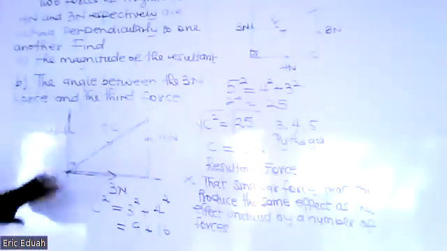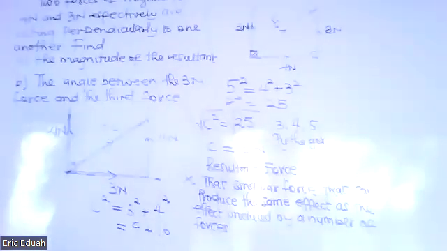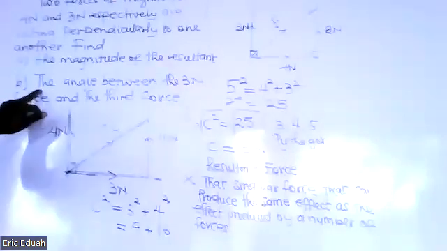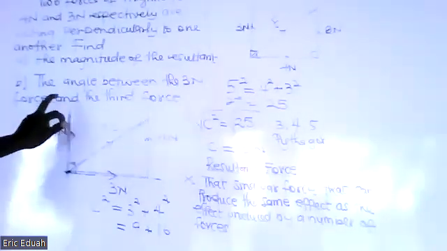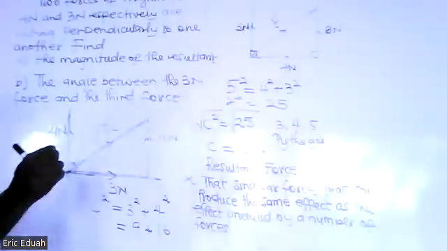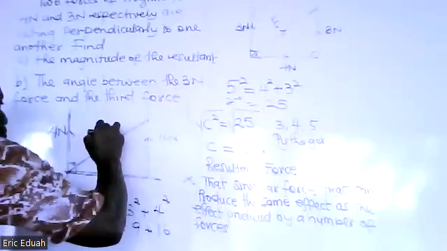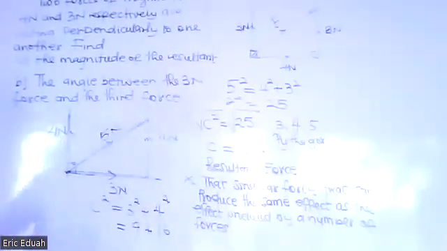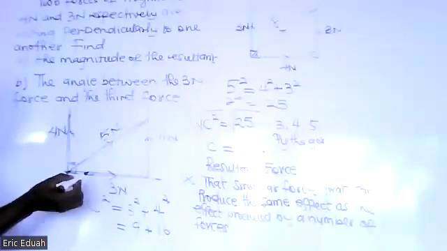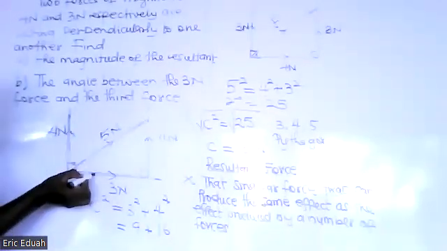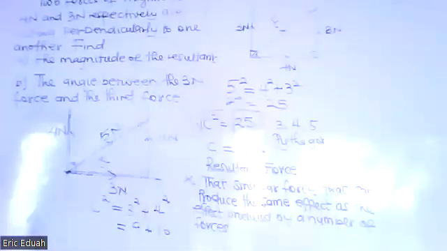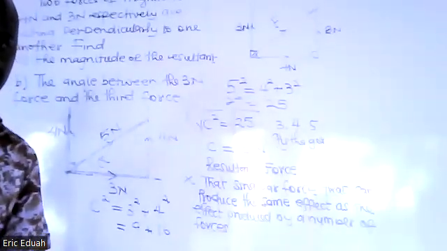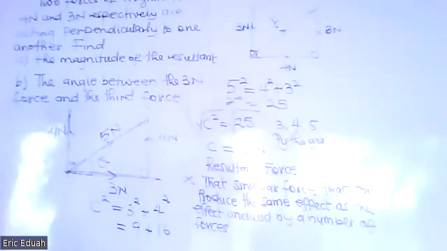All right, let's look at the B part of the question. The B part of the question demands that we find the angle between the 3 Newton force and the third force. Now we've determined the value of the third force, and it will be 5 Newton. We are to determine the angle between the 3 Newton force and then the third force. So this angle in question, it is this angle in question. Are we fine?